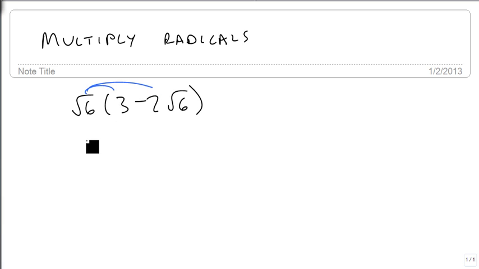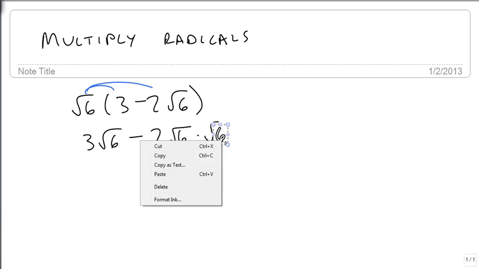And so 3 times the square root of 6 becomes 3 square root of 6, because things outside radicals only deal with things outside, and things inside only deal with things inside. Then we do the second one. We get minus 2 square root of 6 times square root of 6.